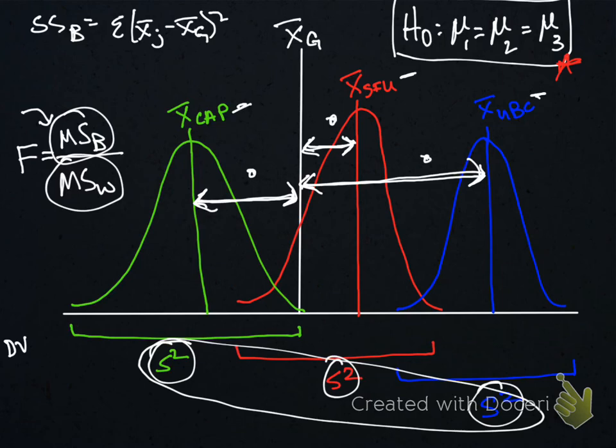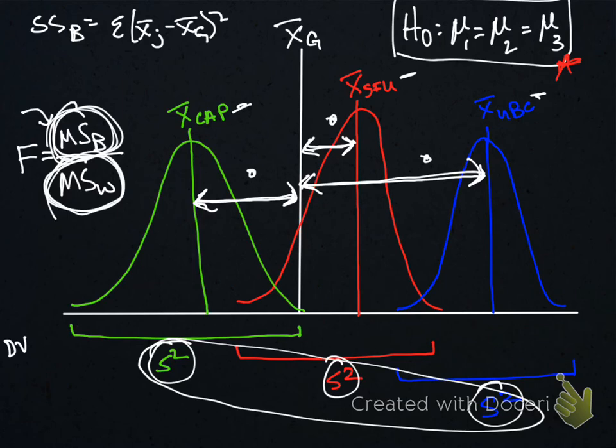Obviously, we'd hope that the mean square within is lower and that the mean square between is higher if we think that there's evidence to suggest the null hypothesis should be rejected, or if we are trying to verify or test a hypothesis that some groups are different than others in some respect.